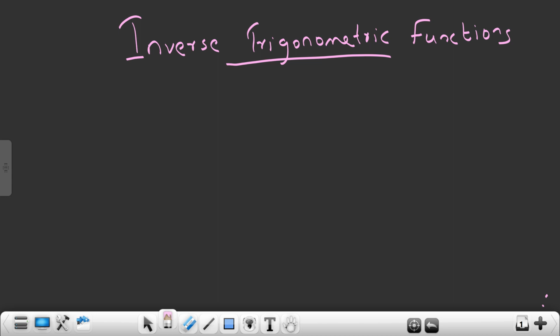Did you hear the term inverse trigonometry? Anyone? No. Okay. Did you hear the term trigonometry? Okay. What is trigonometry? Measuring the sides of a triangle. Okay, good. What do you mean by inverse?